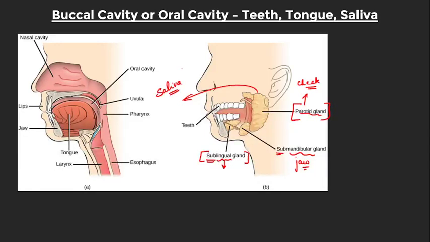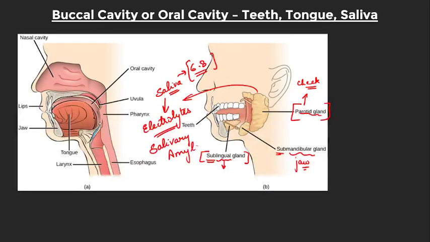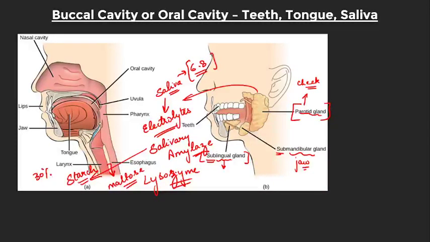Now this saliva has a pH value of 6.8. This saliva contains electrolytes. Those electrolytes can be sodium ion, potassium ion, chloride ion, or bicarbonate ion. Along with that, it has salivary amylase, which is an enzyme. And one more enzyme is present along with salivary amylase, which is called lysozyme. The task of salivary amylase is to break down starch. So it breaks starch into a simple sugar, which is maltose. Not all starch is broken down, only 30% of starch is broken down into maltose here itself in the mouth with the help of salivary amylase. And lysozyme acts as an antibacterial agent. It prevents any bacteria from entering the alimentary canal.